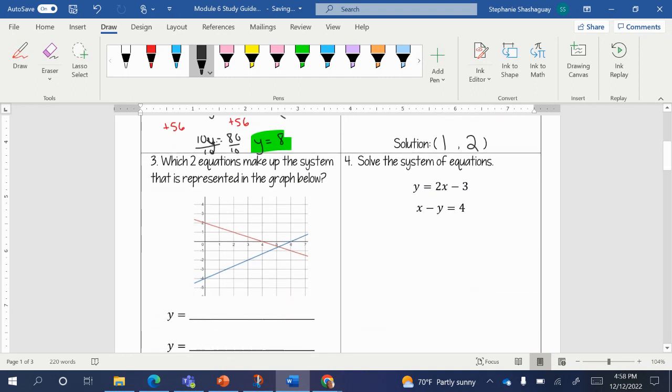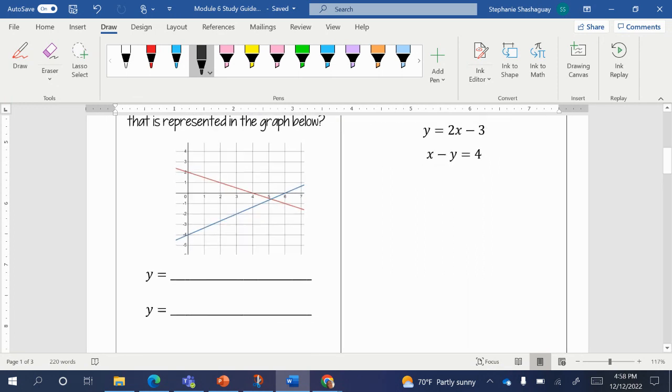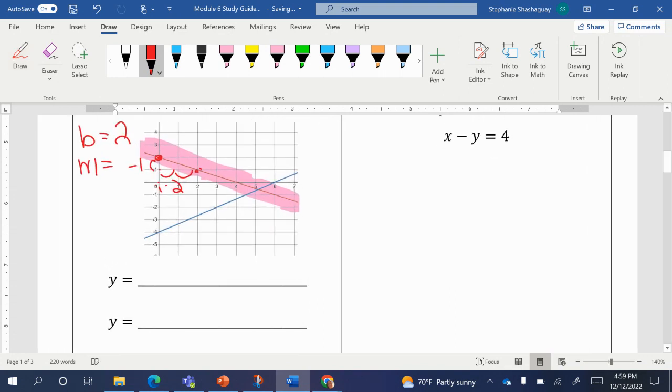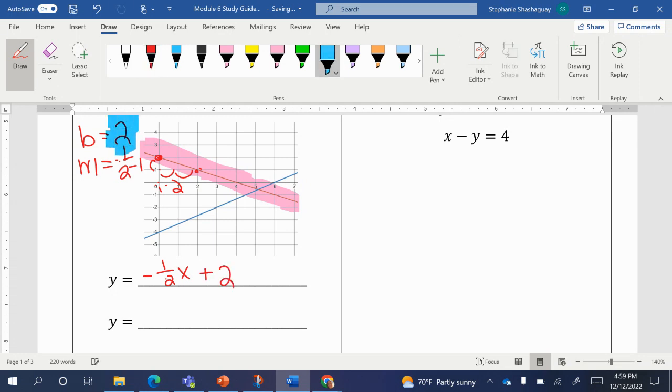In question 3, we need to write which two equations make up the system that is represented in the graph below. The first thing we're going to do is look at this red line and identify our y-intercept, which is 2, and then identify our slope. If I use this point and this point to find my slope, I went down 1 and over 2. That means my slope is negative 1 over 2. So my equation is y equals negative 1 over 2x plus 2, because the 2 is my y-intercept.